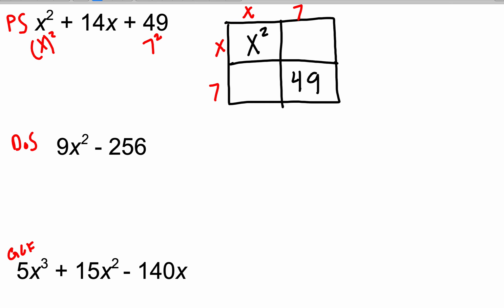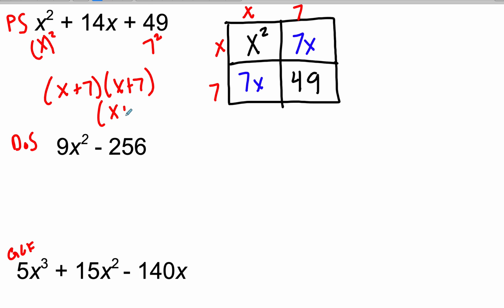When I do this, I get 7x and 7x. So these add up to 14x. So I have x squared plus 14x plus 49, meaning my factors are x plus 7 and x plus 7, or in other words, x plus 7 squared. If the factors are repeated, you do need to convert it to a square for full credit.